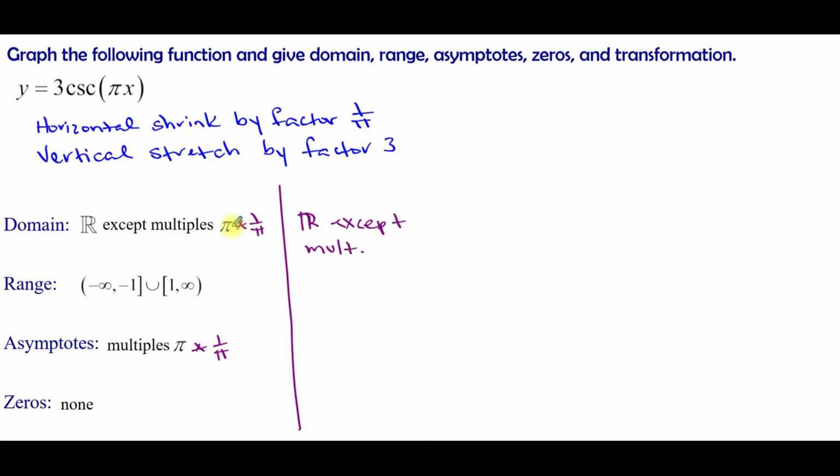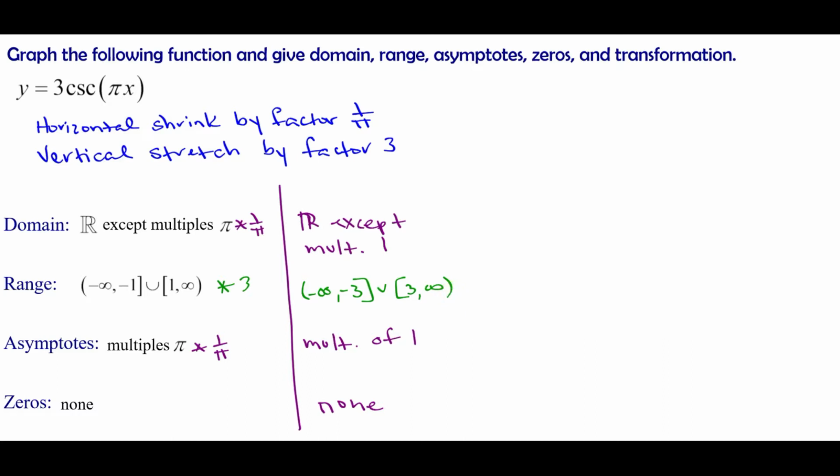multiples. The pi's are going to cancel out here, and we're just going to get 1. And then here my asymptotes are going to be at multiples of 1 as well. Still have no zeros. And then for my range, remember we're going to multiply by the vertical value, which is 3. So my range is going to be -infinity to -3, and then 3 to infinity.